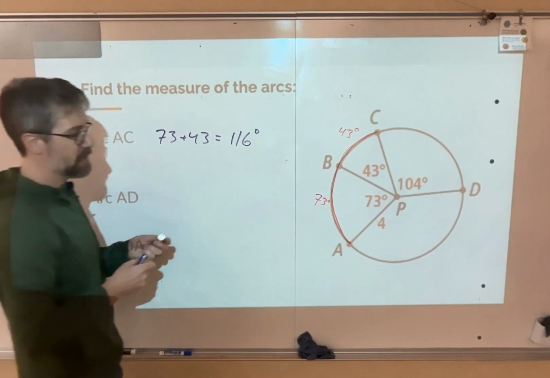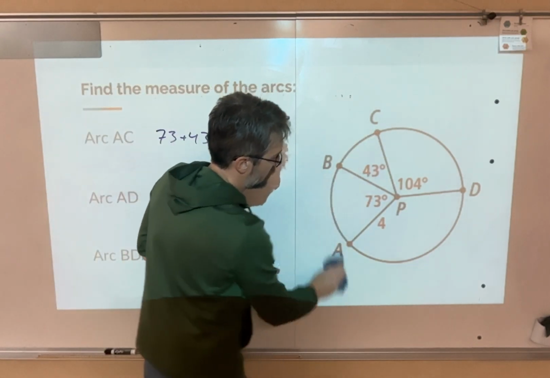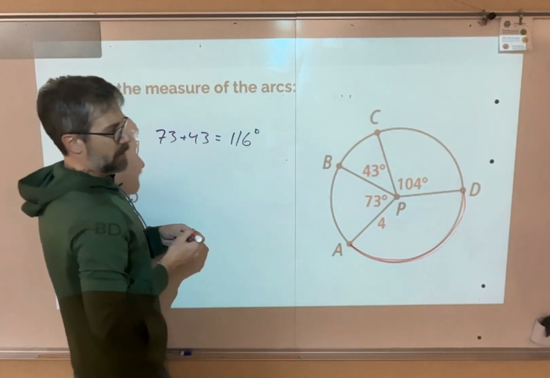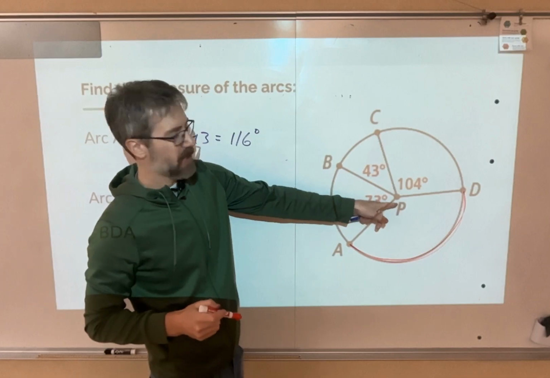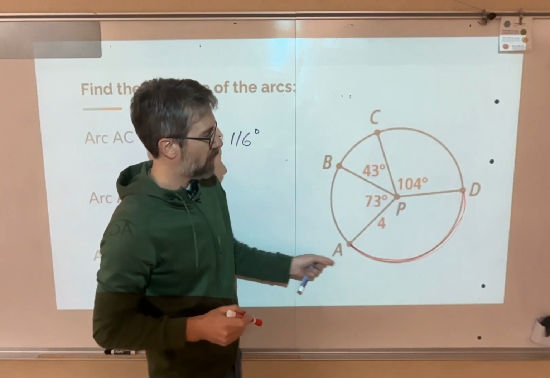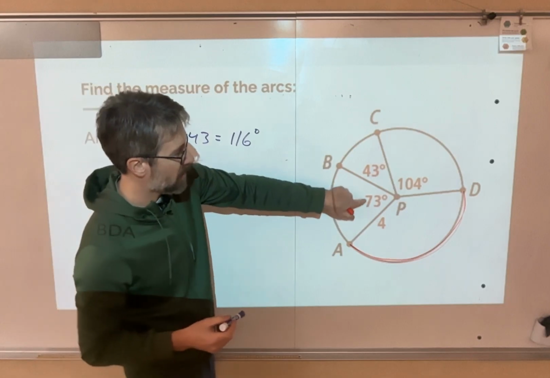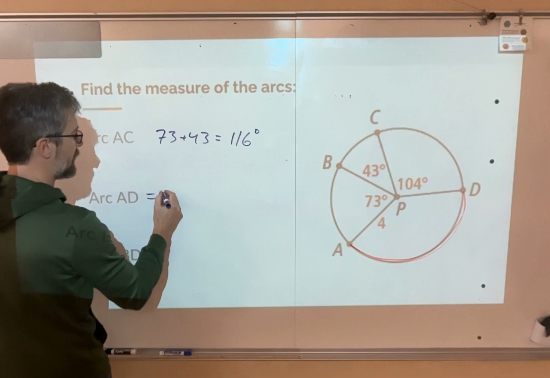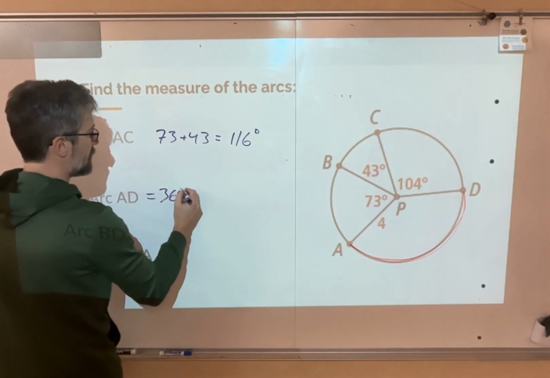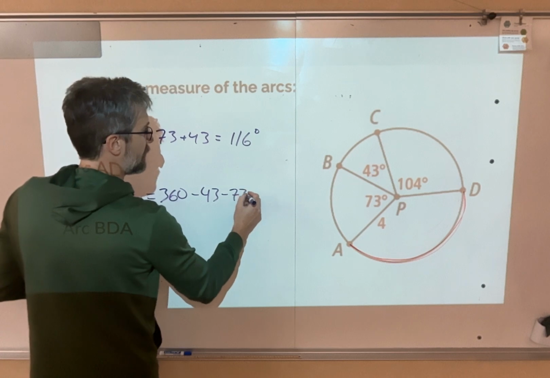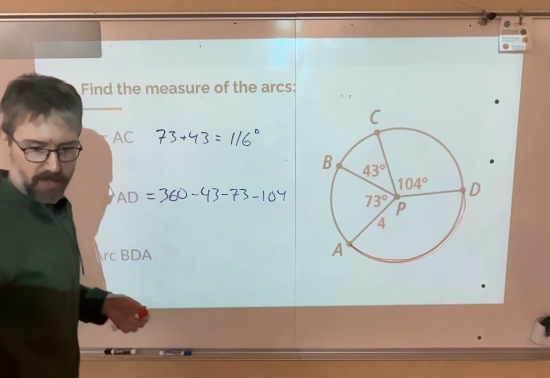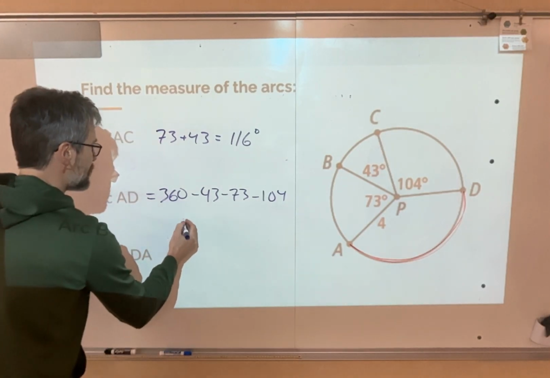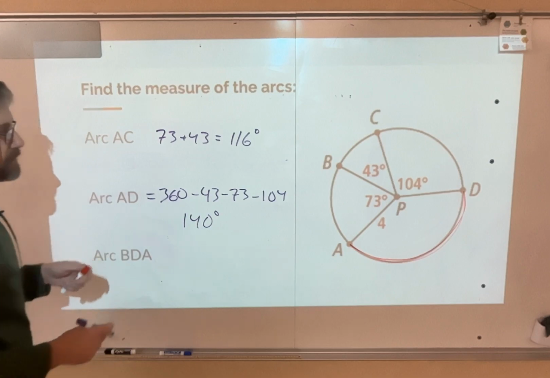All right, arc AD. Now we are talking about AD, the short way. I don't know what the central angle is here, but I know what all the other angles are, and I know that the whole thing is going to add up to 360. So if I take all of these and subtract them from 360, that should give me the arc for AD. So that is 360 minus 43 minus 73 minus 104. I'm going to cheat and just look at my key instead of trying to do it in my head, and that should equal 140 degrees.